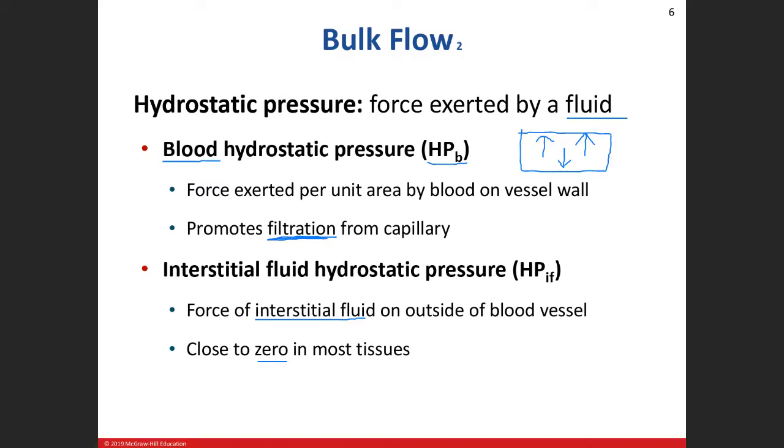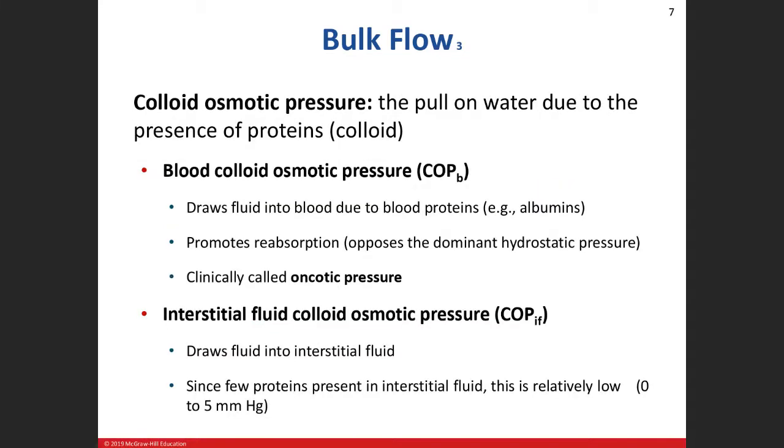So that's hydrostatic pressure. The force exerted by a fluid. The second part of bulk flow is what we refer to as colloid. When I say colloid, think of proteins. Osmotic, think of water or fluid in this case. So this is the pull force that we talked about. Remember, bulk flow is push-pull. This is the pull.